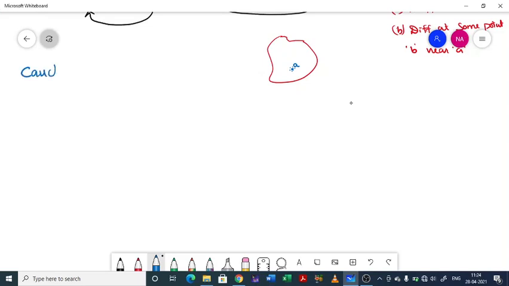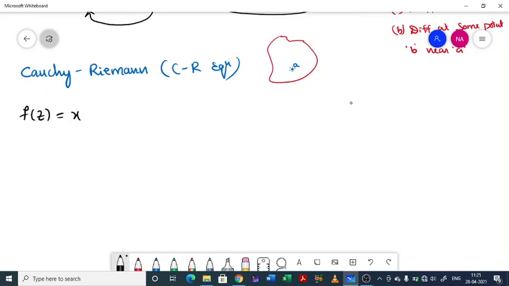Cauchy and Riemann. These are called Cauchy-Riemann equations, or simply CR equations. Don't confuse CR with anything else; it is the Cauchy-Riemann equation. There are two types of Cauchy-Riemann equations. One is the Cartesian form: f of z equal to u plus iv, where z equal to x plus iy.